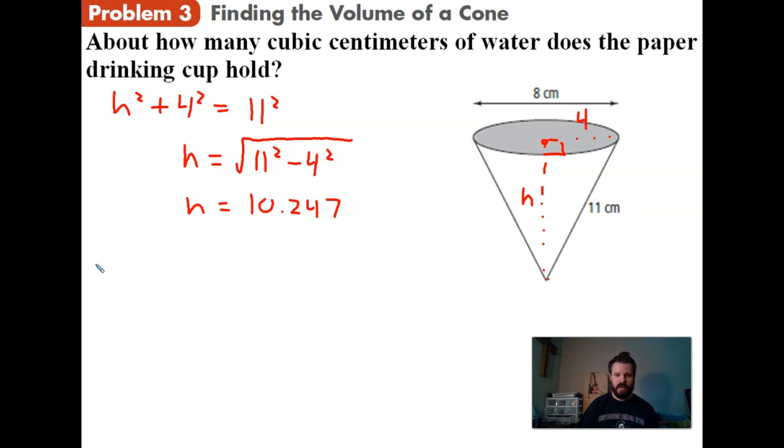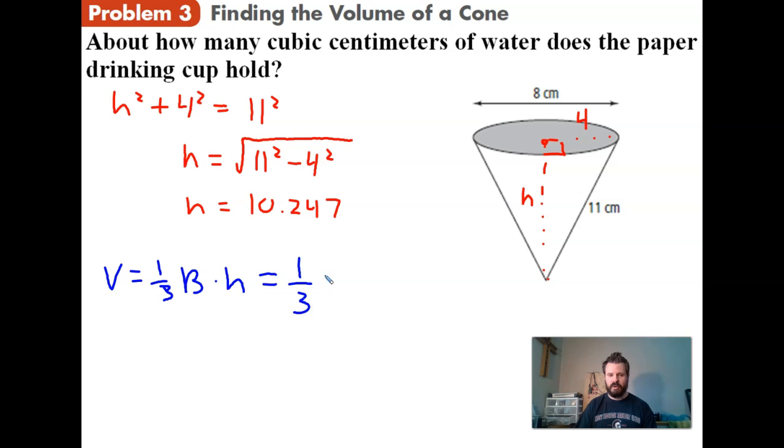All right, once we have that, we can find the volume. Volume is equal to 1/3 times area of the base times the height. So 1/3 times area of the base, in other words, area of the circle here. I know area of a circle is pi r squared, so we'll say pi times 4 squared. And then times the height we just found, the 10.247.